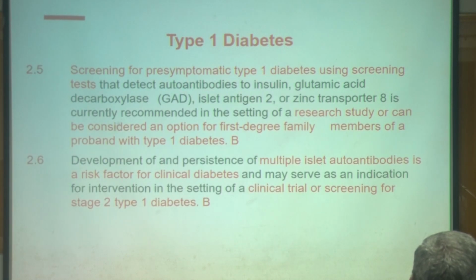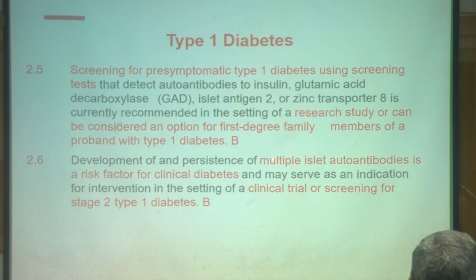And type 1 diabetes: screening for pre-symptomatic type 1 diabetes using screening tests. As Dr. Periandro was telling, GAD antibody is very important, but this is only for research purposes and for first degree family members who want to know the probability of getting diabetes, that's all. So not for everybody, not in our clinical practice, don't rely on this.